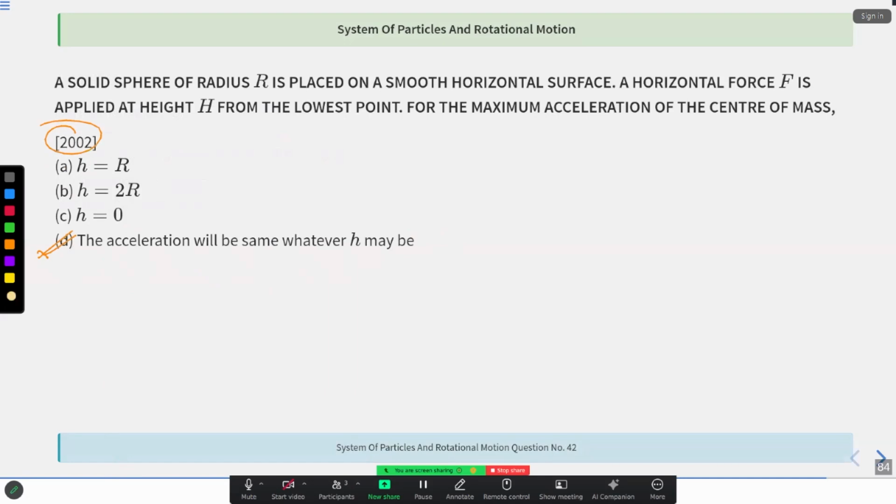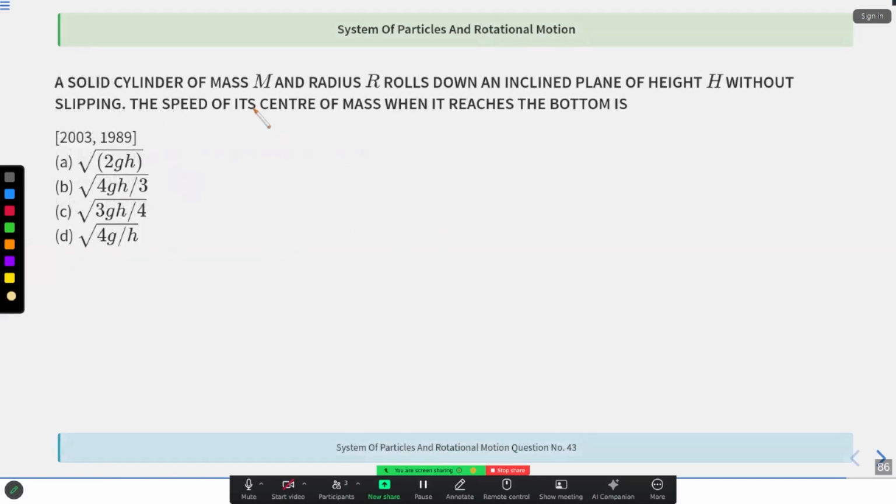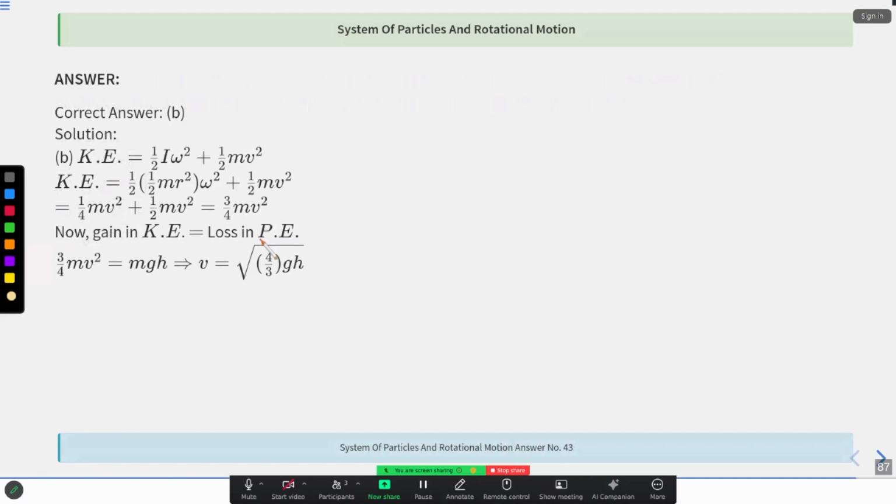JEE 2002. A solid cylinder of mass m and radius r rolls down an inclined plane of height h without slipping. The speed of its center of mass. Again, gain in kinetic energy is equal to loss in potential energy. So just calculate kinetic energy, which is rotational kinetic energy plus translational kinetic energy. You have got 3 by 4 mv square, which is equal to mgh. So you have to calculate the value of v, which is under root of 4 by 3 g into h.